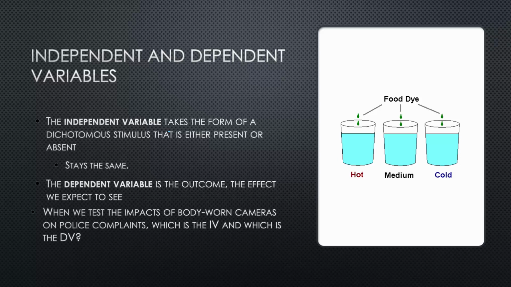So then, in the case of when we test the impacts of body-worn cameras on police complaints, which do you think is the independent variable and which thing do you think is the dependent variable? If we're introducing body-worn cameras into the equation, and then we're testing to see if there's any change in police complaints or complaints filed against the police by citizens, which one do you expect to be the independent variable and dependent variable? If you're sitting there, you're like, body-worn cameras are the independent variable, well, guess what? You're correct. And you deserve a piece of chocolate or a pat on the back.